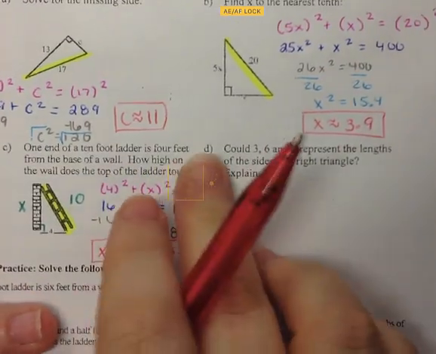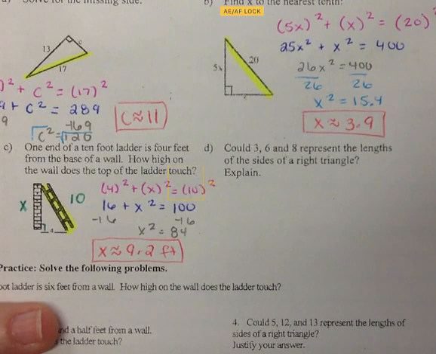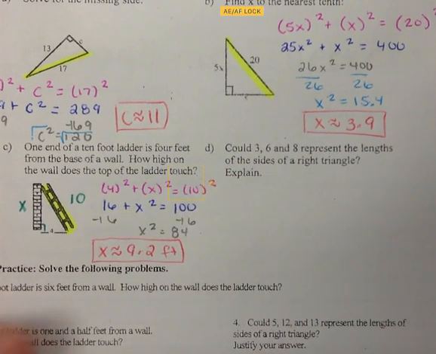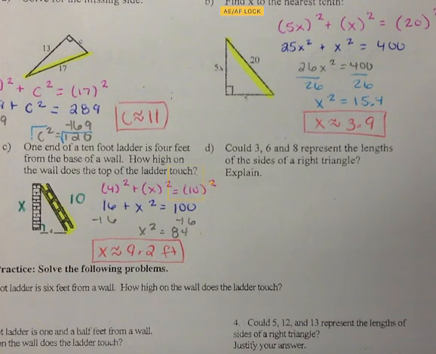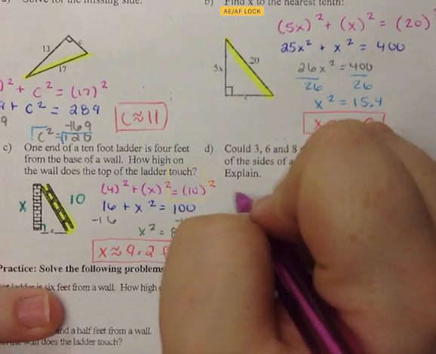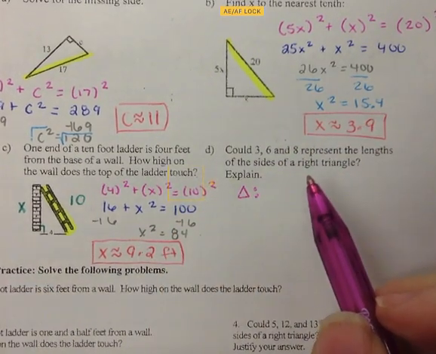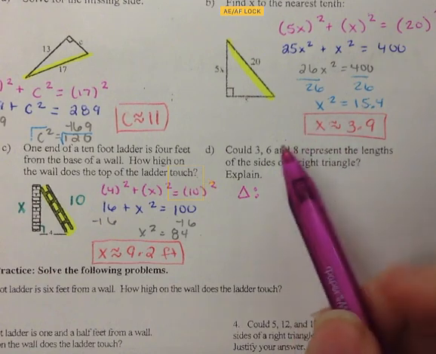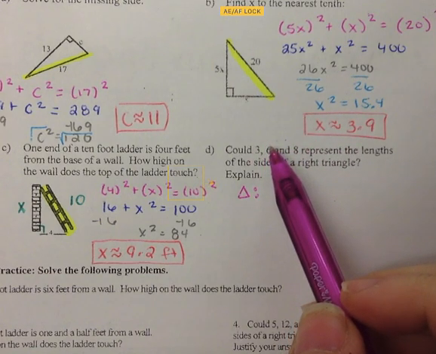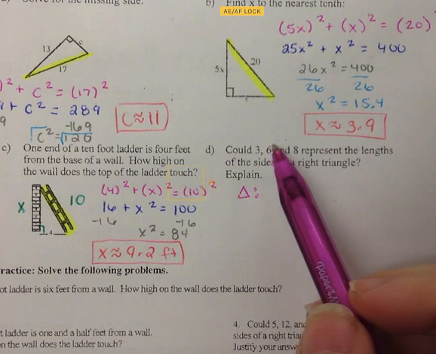Okay. Question D says, could 3, 6, and 8 represent the lengths of the sides of a right triangle? And explain. Whenever it's asking if it can make the lengths of a right triangle, we have to determine if it can even form a triangle. So you always ask yourself the question, can it make a triangle? If we go back to the triangle inequality theorem, it states that the 2 smaller sides have to add up to be bigger than the third for it to even be a triangle.